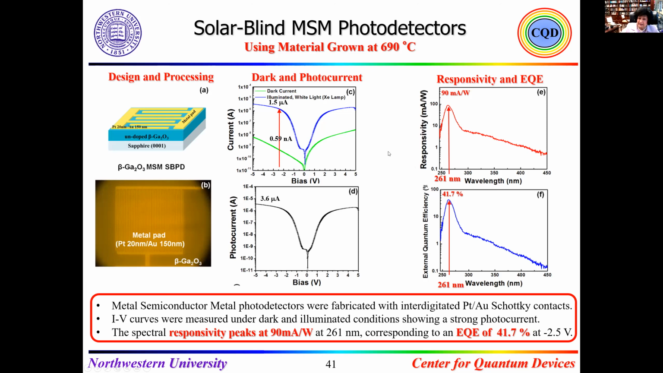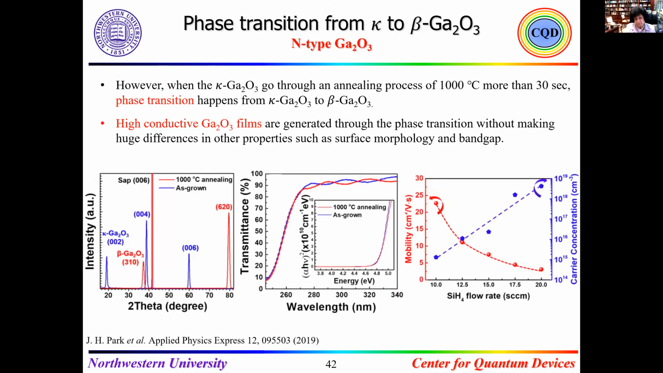We made the device again, because that's the best way to understand. A very simple MSM photodetector showed that yes, the cutoff is 261 nanometers, with 41.7% external quantum efficiency in this material. That is proof that, on the one hand, the gap is direct, and at the same time the material is the kappa phase. When we measured the material, we saw excellent structural characteristics and everything.